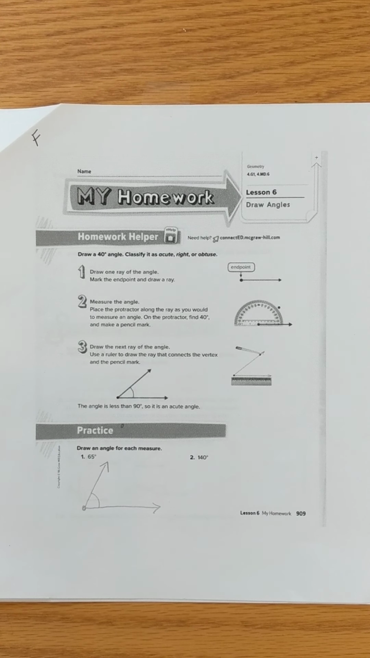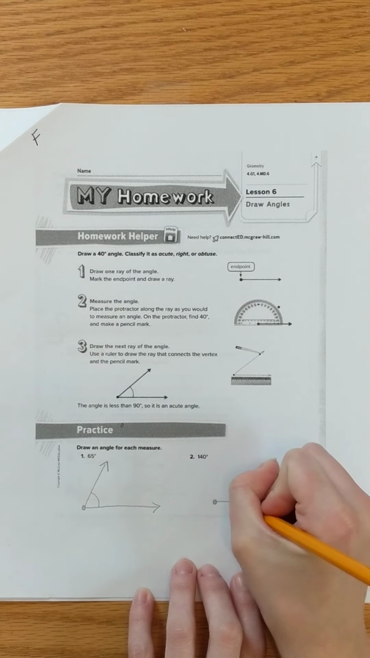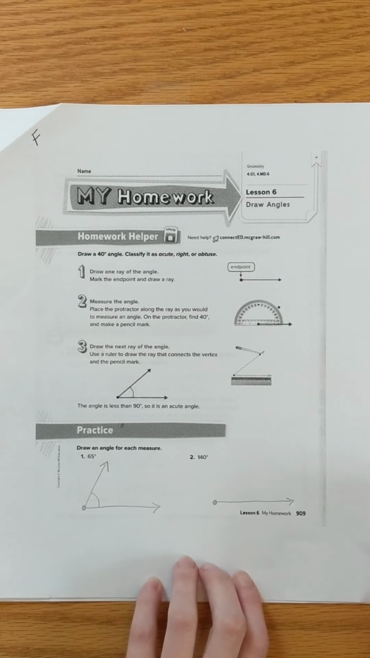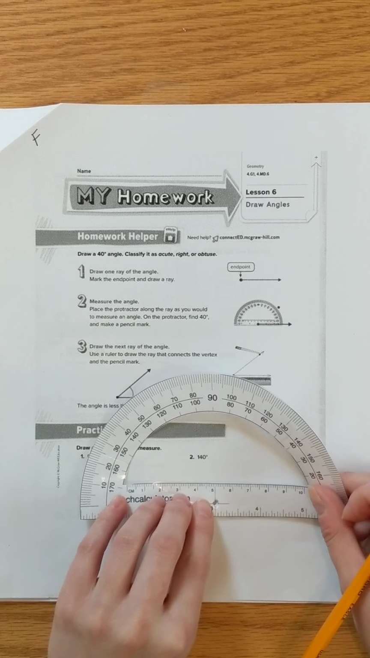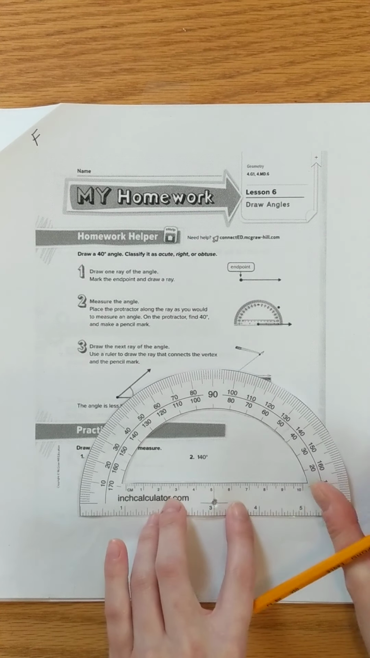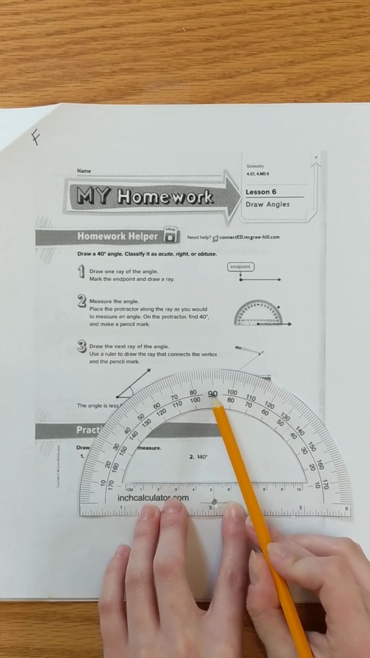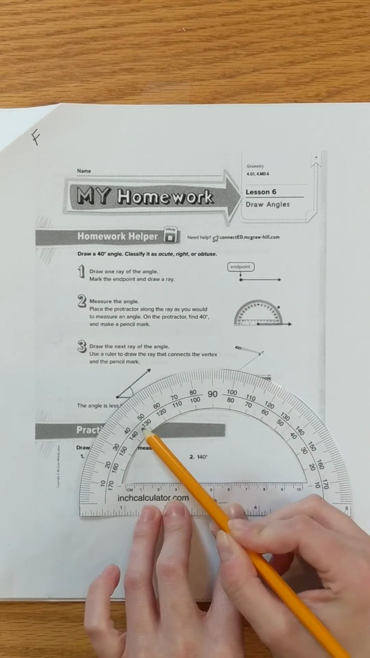Number 2, we're going to make an angle that is 140 degrees. So I'm going to make my endpoint and my ray. 140 degrees is greater than 90, so my angle that I'm drawing is going to be obtuse. So I'm going to line up my center point and my endpoint and my ray with my protractor. Obtuse means I'm going larger than 90, so I'm going this way. 140 is right here. I'm going to make a mark.